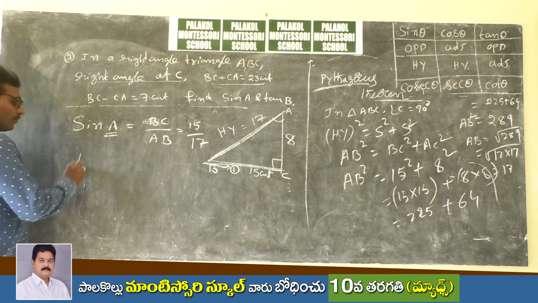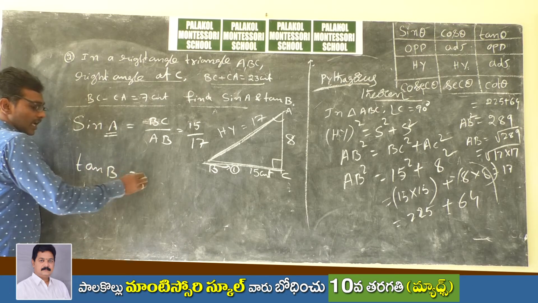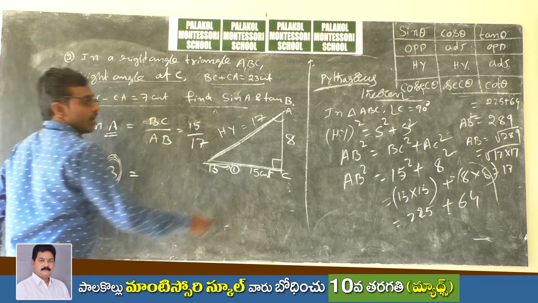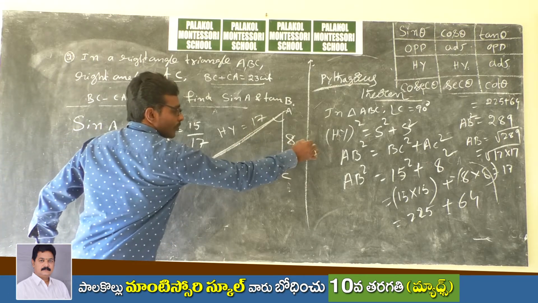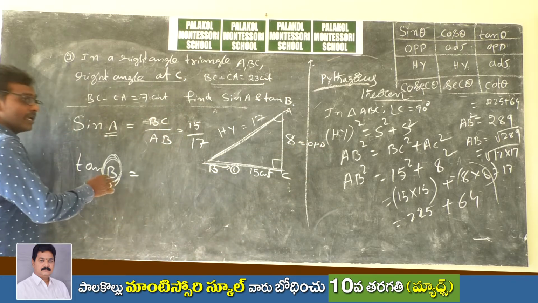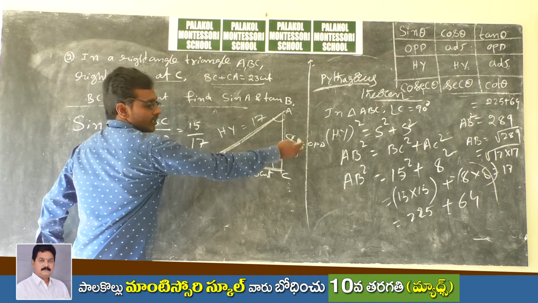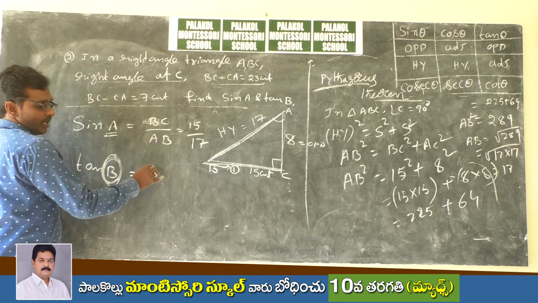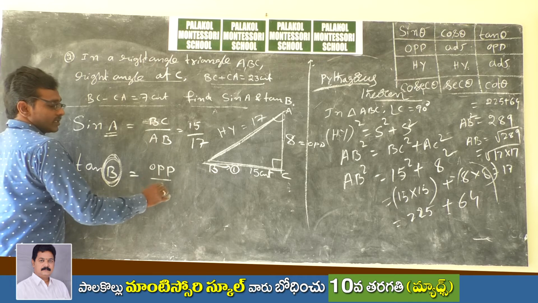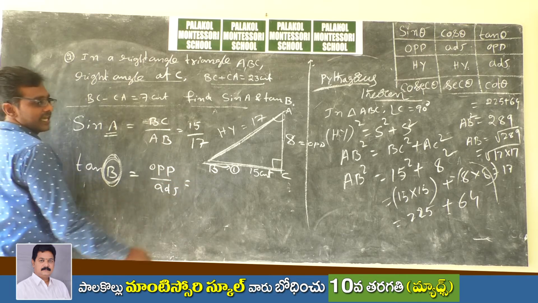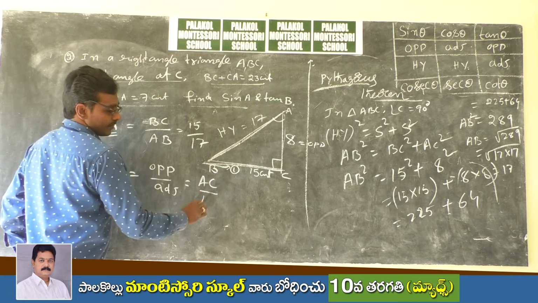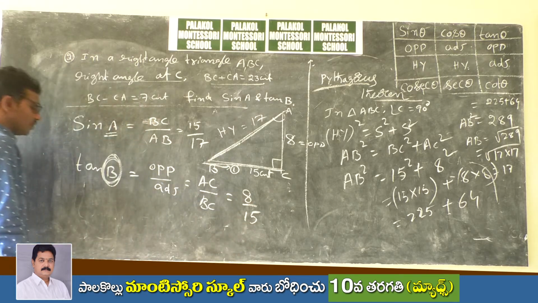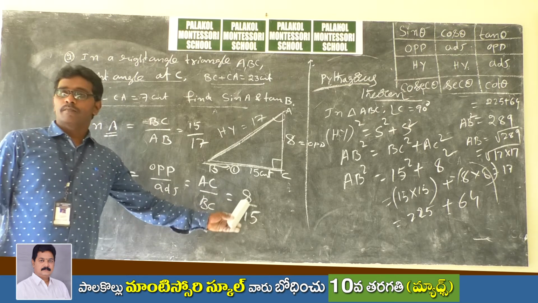Next one, tan B. Here, if you consider B, according to B, this one is the opposite side. The remaining side is the adjacent side. So tan B, the formula, is opposite side by adjacent side. What is the name of the opposite side? AC. Adjacent side? BC. AC is 8. This is 15. So tan B is equal to 8 by 15.